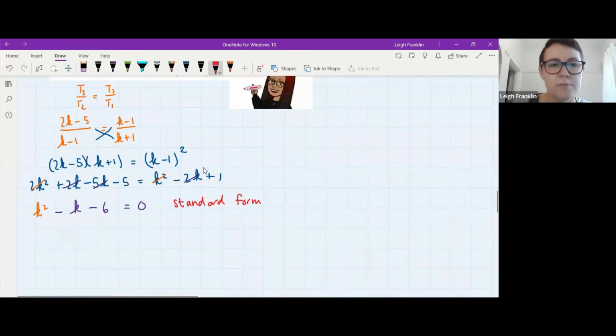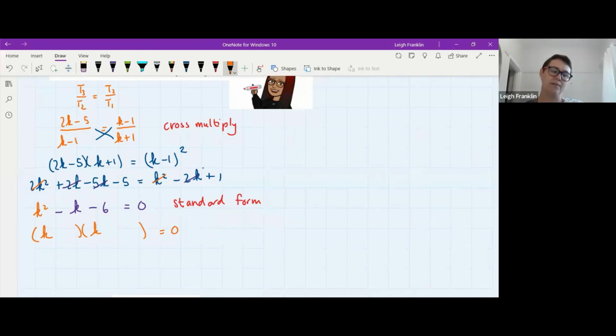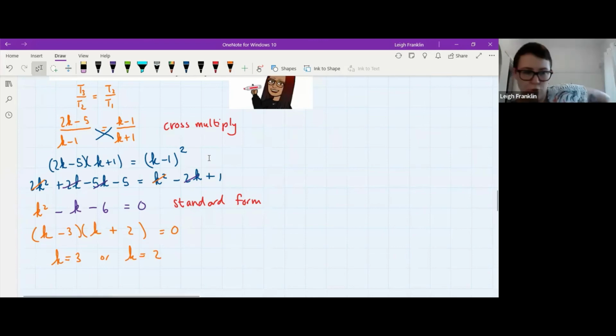Okay, so after we've cross-multiplied and multiplied out, we've got it into standard form. Next step is to factorize. Always, always, always. So 2 brackets. In this case, factors of 6 that have a difference of 1 will have to be 3 and 2. 3 will need to be negative in this case to get the negative middle term, and 2 will have to be positive. So either K is equal to 3 or K is equal to 2. So we have more than one solution.